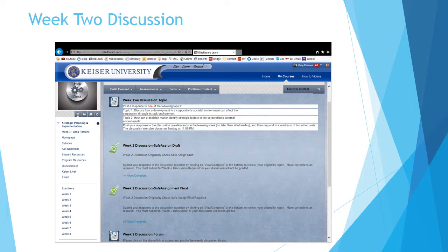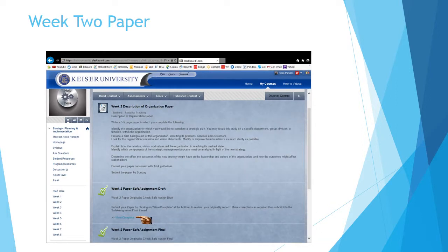Again, you'll submit it through Safe Assign Draft and Safe Assign Final, and when you've completed that, take your text and go to the discussion forum, and you'll be then copying and pasting into the discussion forum. The second assignment for Week 2 is your organization paper. You'll be writing a description of the organization that covers the mission, the vision, the values of an organization, and talking about how those affect the outcomes that occur in their achieving their strategy. Again, you'll be using Safe Assign, but unlike the discussion posts, when you submit to Safe Assign Final, this automatically gets turned in.